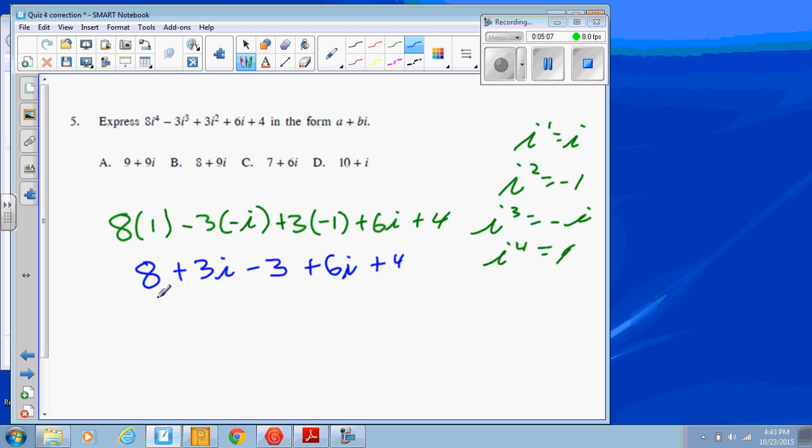First I'm going to do the numbers without the i's. That's going to be this one, and this one. So 8 minus 3 is 5. 5 plus 4 is 9. So 9 is my number, the real part of my complex number. And then the i part, these two will combine together to be plus 9i. So a complex number has a real part and an imaginary part. So 9 plus 9i is the answer to this one.